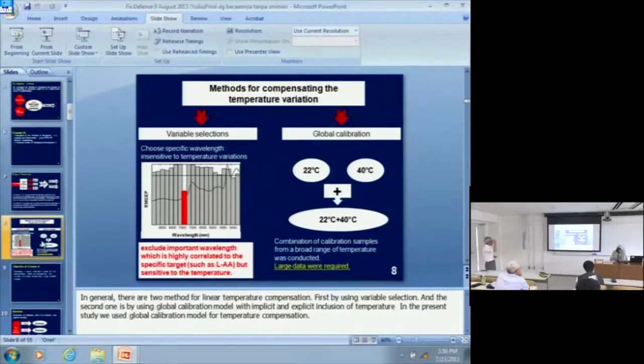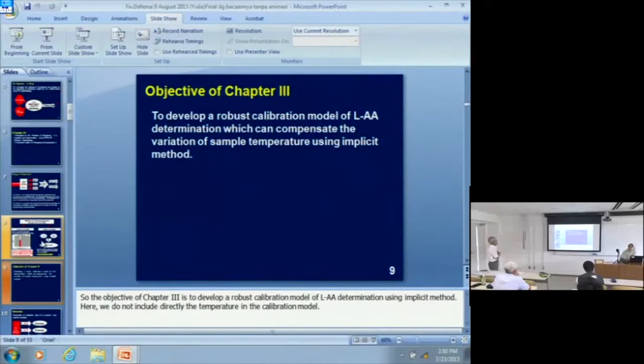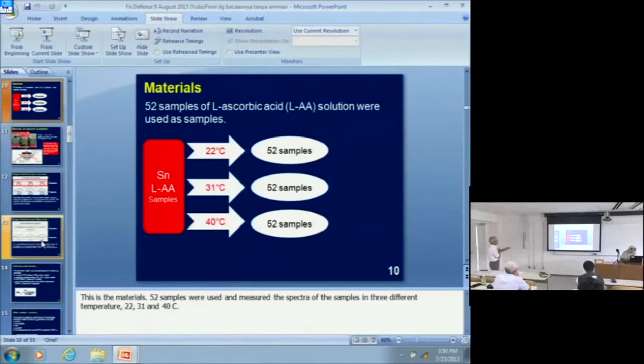Also, a large data set was required. You mean we don't need to put that? No, a large data set was required. Okay. Next. Yes, maybe you can omit that.